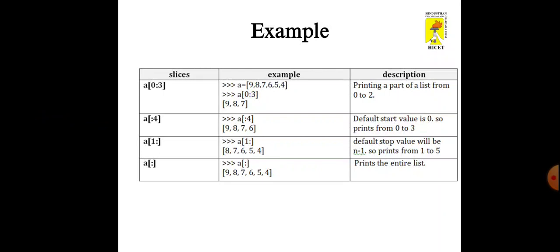Next example is A of 1 colon. So the ending, the default stop value will be n-1. So it prints 1 to 5. And finally, for printing the entire elements in the list, you don't need to mention the start value and stop value.